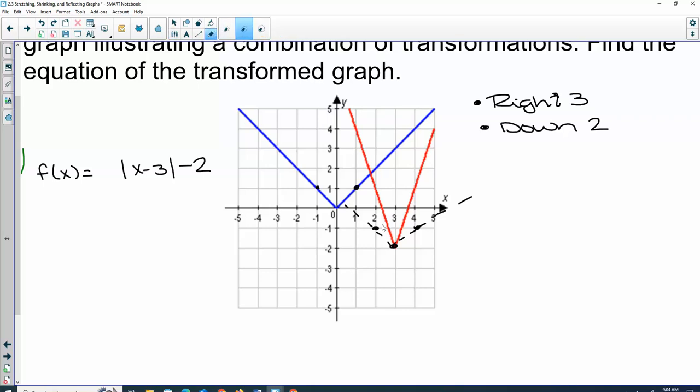Couple different ways to figure out what that stretch is. You can do kind of a trial and error and look at it that way. We could think about if I moved this red graph back. If I took it back the 3 and up the 2, so if I move this point over 3 and up 2, trying to move it back to where it was to start with. This is where that graph would have been before I moved it right and down.